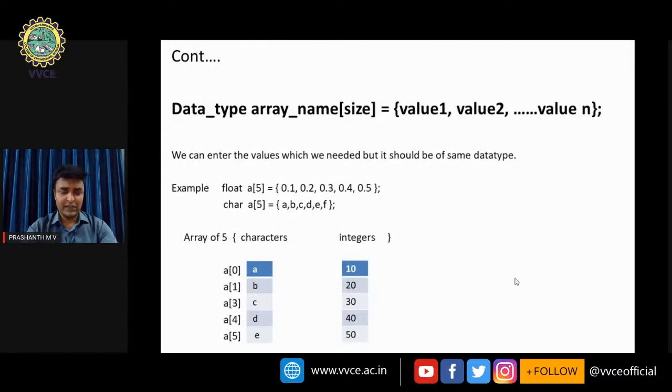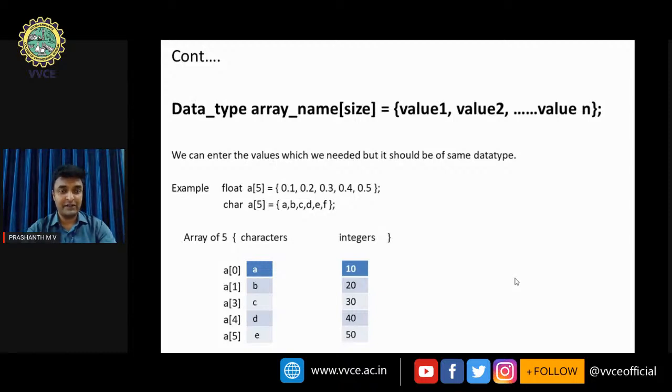Now let's continue. In another way, I can declare the array with data type, array name, and the size. Next, I can assign the values right there itself: value 1, value 2, value 3, value n, like that. So data type indicates the data type, then the name of the array, the size, and then the values I'm going to store in this array, I can declare there itself.